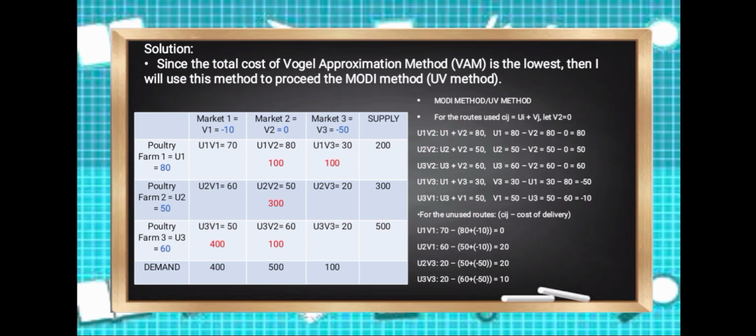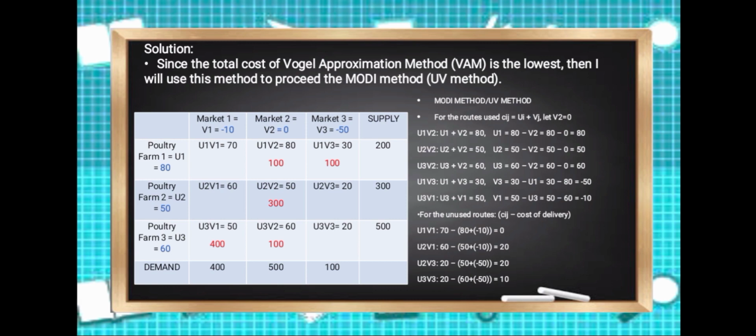And lastly, U3 V1 is equal to 50. Since we have the value of U3, we find V1. V1 is equal to 50 minus U3, which is 60, so V1 is equal to negative 10. After that, we have U1 equal to 80, U2 equal to 50, U3 equal to 60, V3 equal to negative 50, V1 equal to negative 10, and V2 equal to 0. We can proceed to the unused cells.